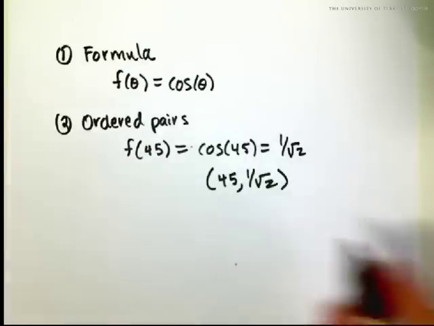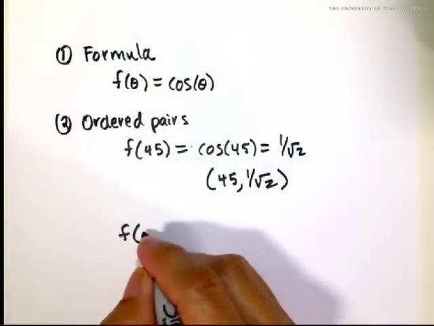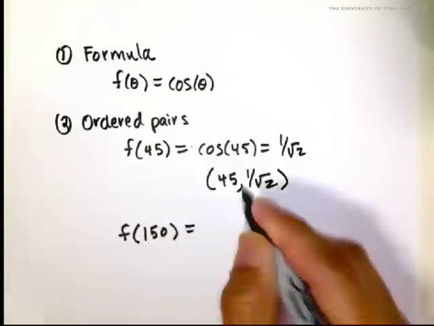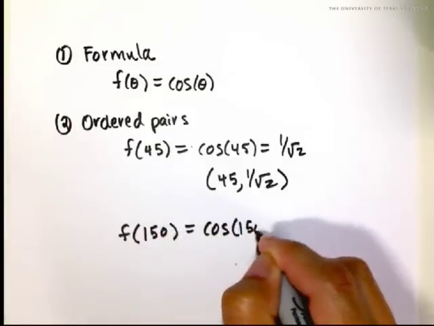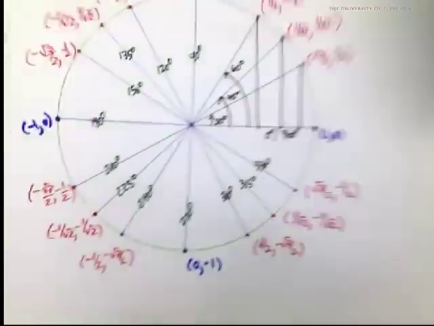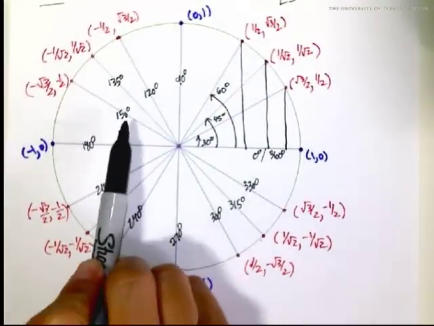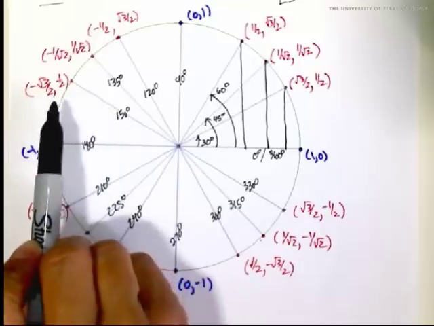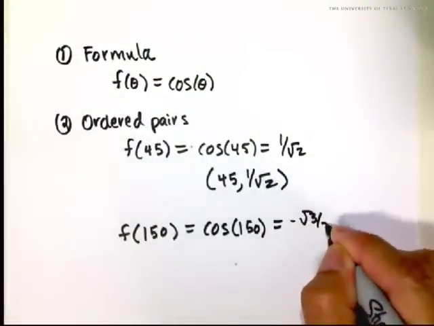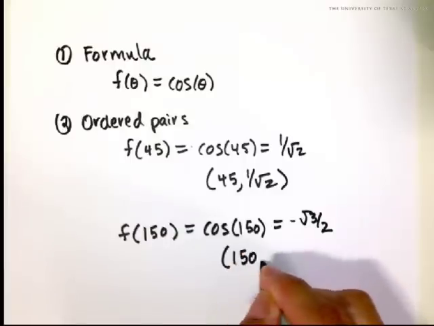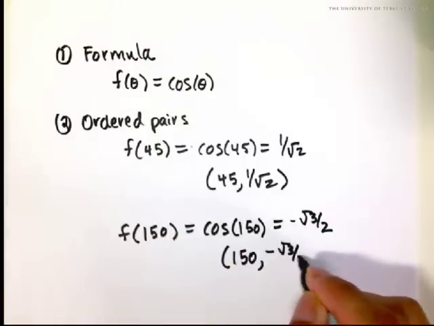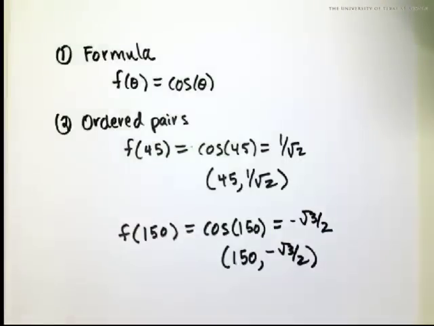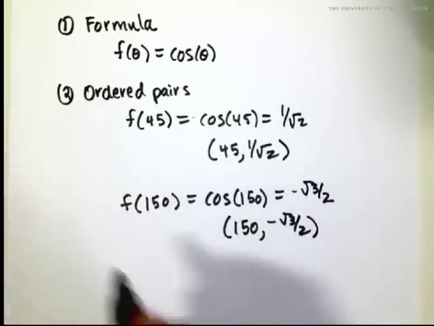Let's look at one more. Let's look at the function evaluated at 150. That means the cosine of 150. Let's look at our unit circle again. So we find 150 on our unit circle. 150 goes into my function box. Out comes that first coordinate, negative square root of 3 over 2. Which means the ordered pair 150, negative square root of 3 over 2 is an ordered pair that's associated with my function.